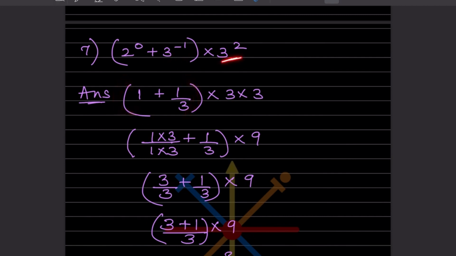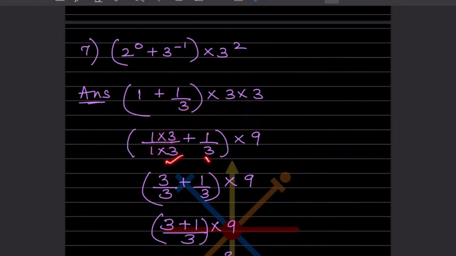This 3 raised to 2 means 3 into 3. Now look at here, now here means there is 1. So if you want you can write it over here, that means the LCM is 3. So what are you going to write here? 1 multiplied by 3. So this also should be multiplied by 3. This will be as it is, this will be 9.